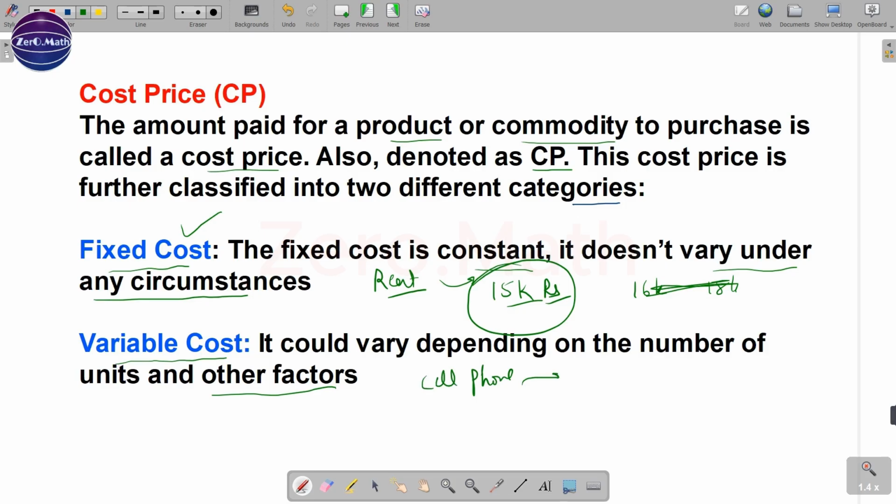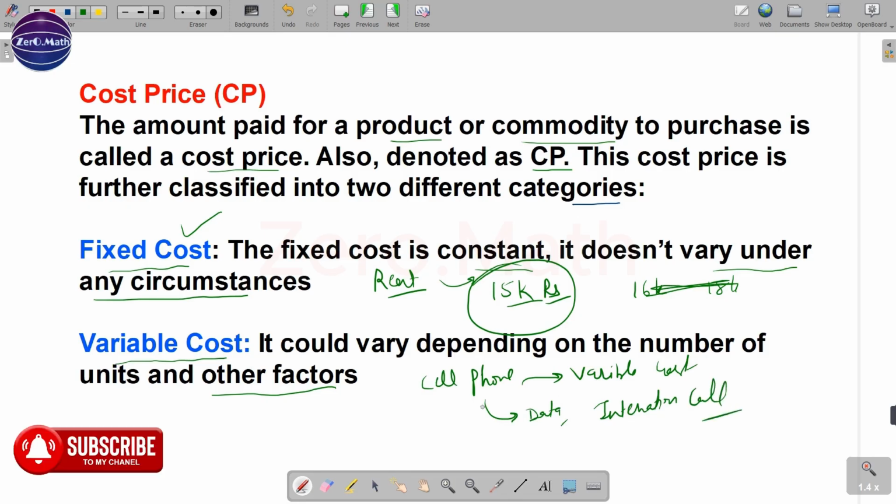This would be our variable cost. Why? Because it depends on how much we use, like data usage, for example. It can depend on that too. Or if we are making international calls, it will also depend on that. So all of these are variable costs. There is no fixed cost in this.